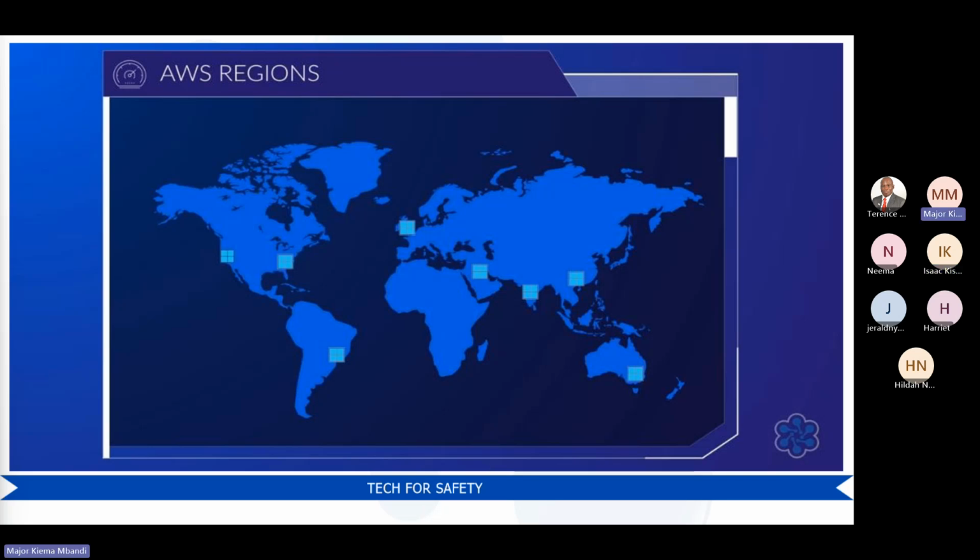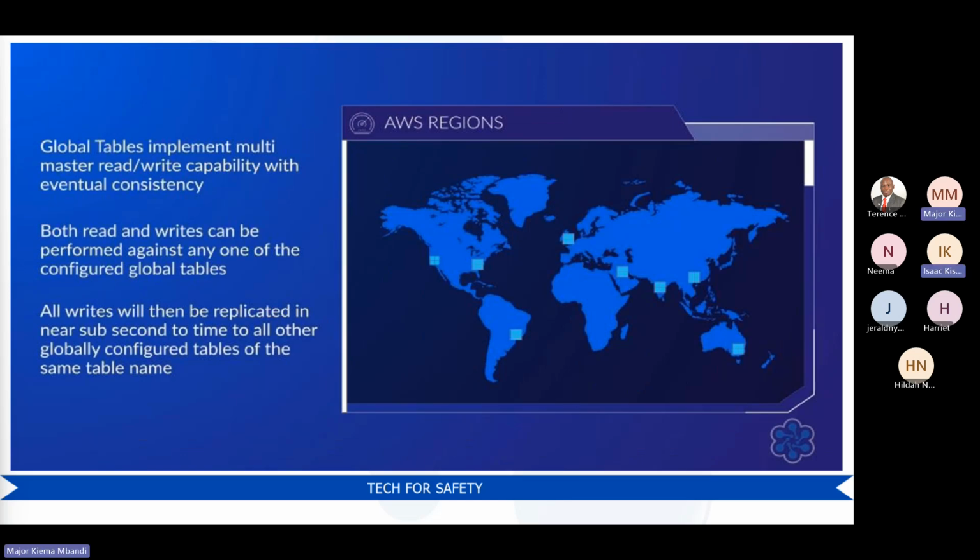High availability. Global tables implement multi-master read and write capability with eventual consistency. So both reads and writes can be performed against any one of the configured tables. All writes will then be replicated in near sub-second time to all other globally configured tables of the same table name.